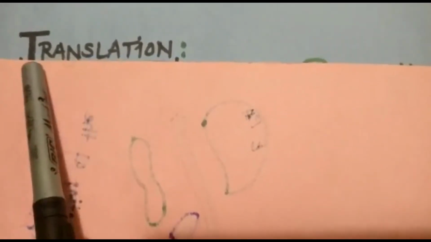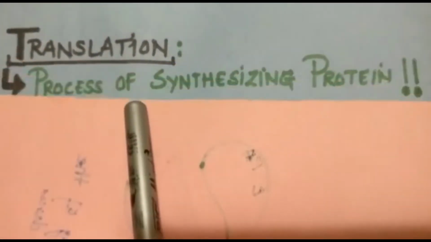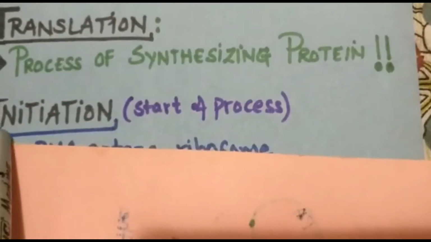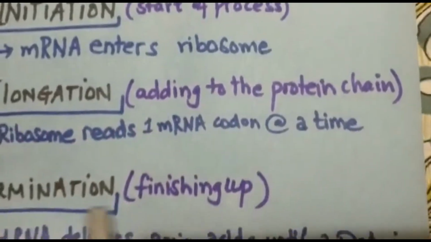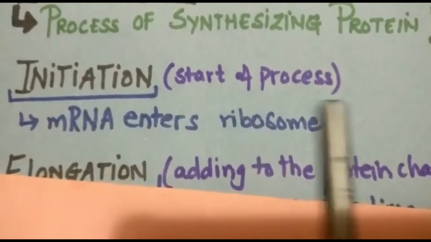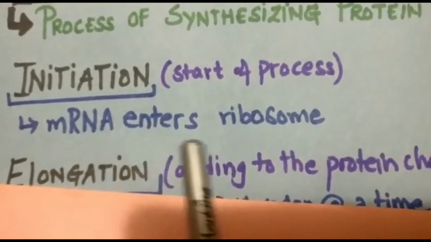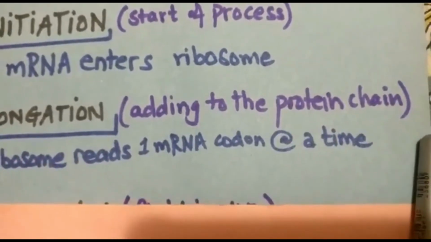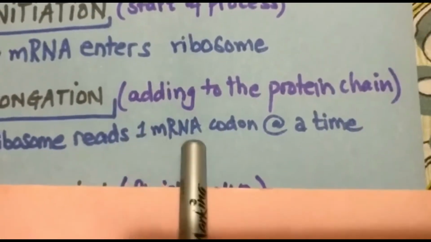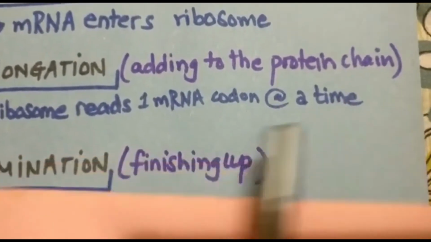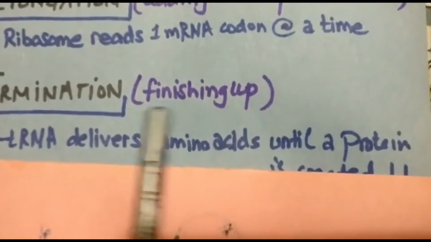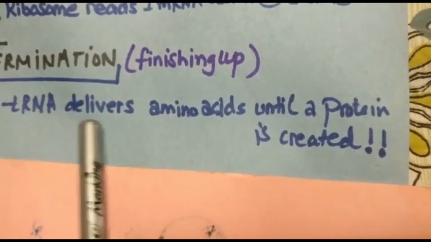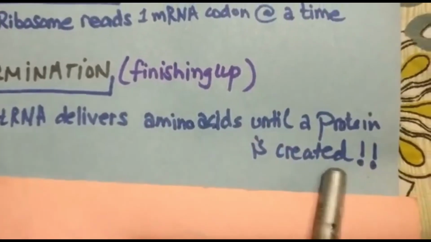To summarize the process of translation, translation is the process of synthesizing protein. It is divided into 3 steps: initiation, elongation, and termination. Initiation starts off the process. It is when the mRNA enters the ribosome. Elongation is the addition to the protein chain. It is when the ribosome reads one mRNA codon at a time. Termination is the very last step in the process of translation, which is finishing up, and it is when tRNA delivers amino acids until a protein is created.